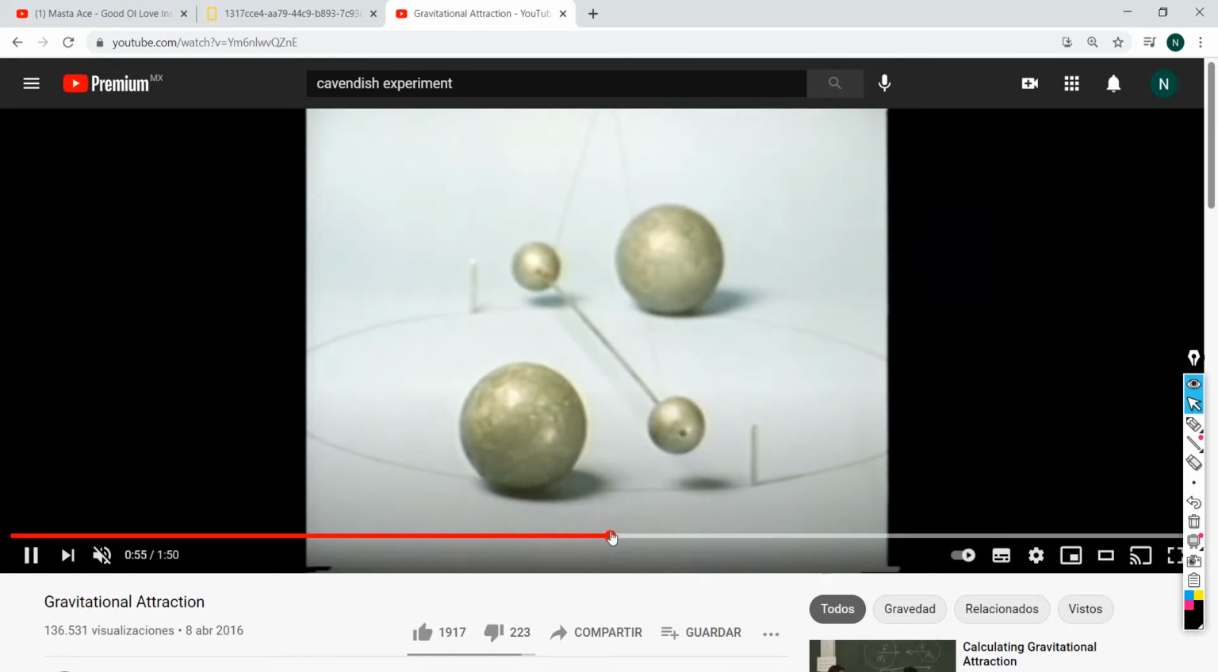But in order to observe this, I repeat, you have to have a very, very careful experimental setup. Otherwise, this is pretty much impossible to observe in everyday life. But it does exist. It does exist.